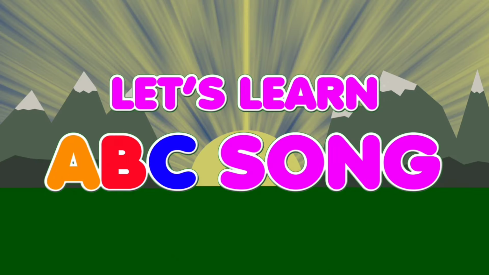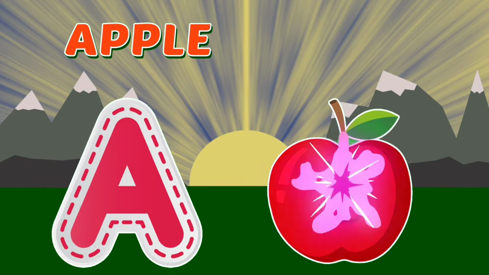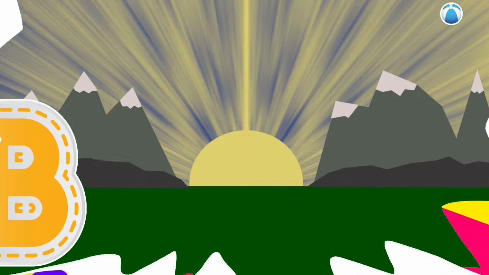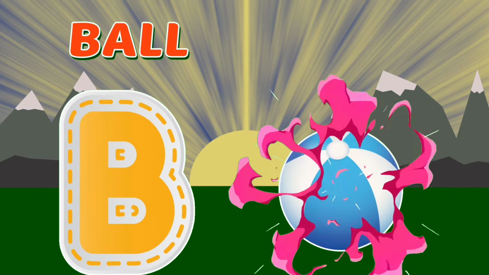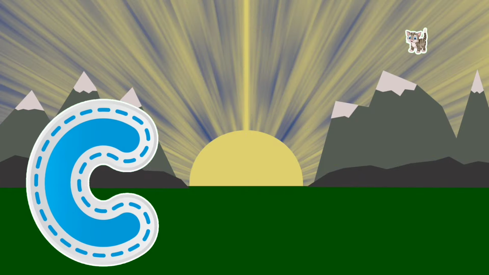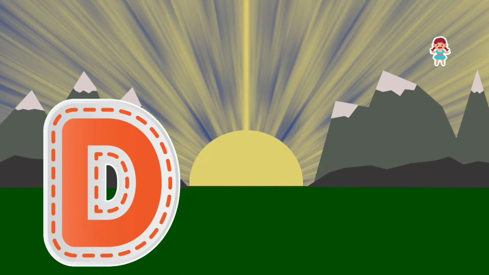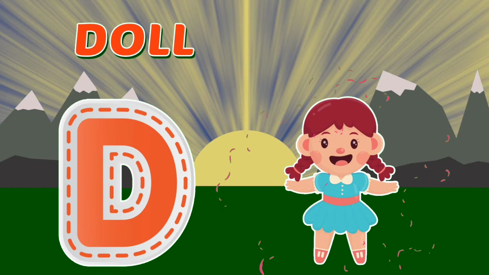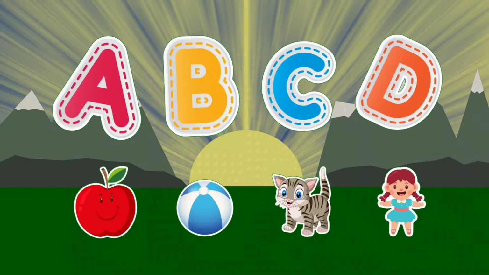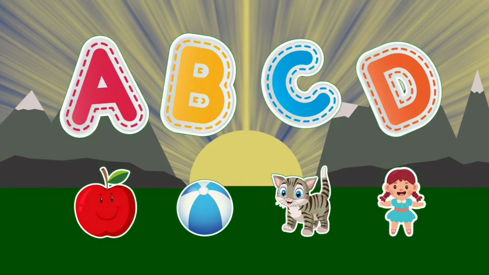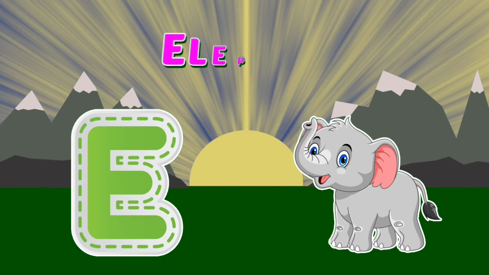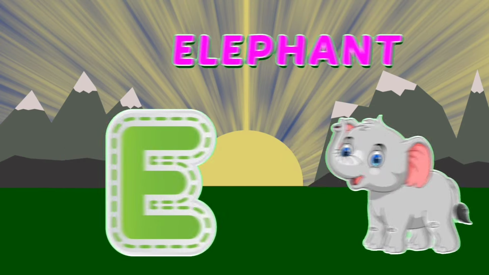Let's learn ABC song. A is for apple, a, a, apple. B is for ball, b, b, ball. C is for cat, c, c, cat. D is for dog, d, d, dog. E is for elephant, e, e, elephant.